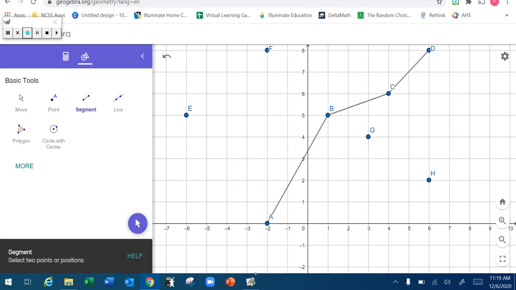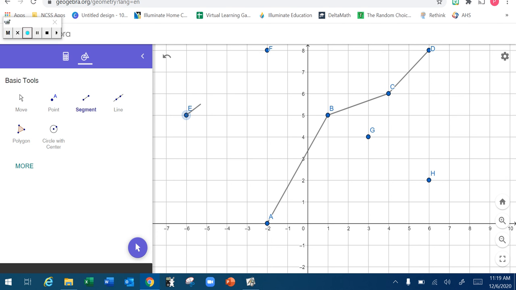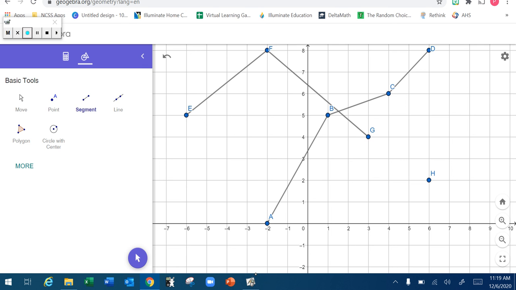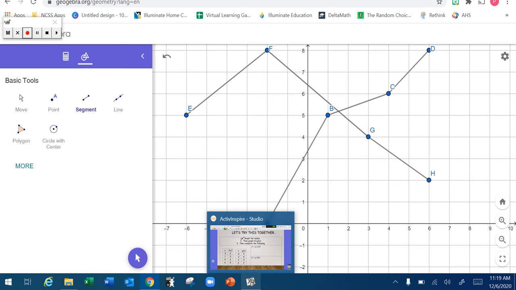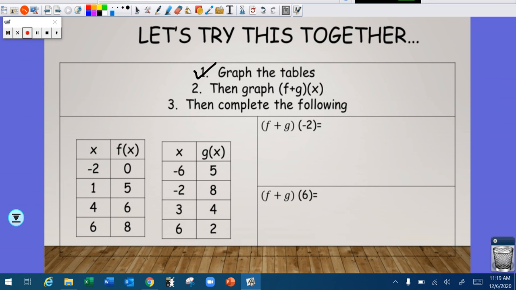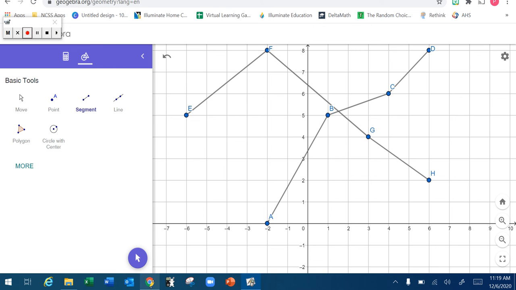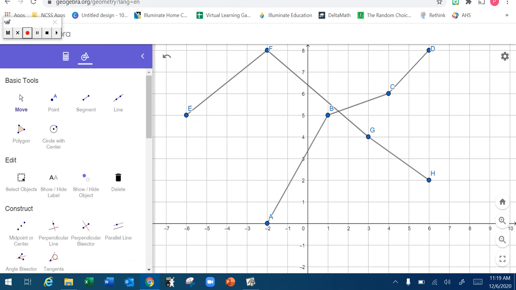And then I'm just going to go and connect these as if they were lines instead. Since it didn't show me a graph, I'm just going to assume those are lines that connect the dots. All right, now on your paper, I'm a little limited right now. On your paper, here's what I would do.